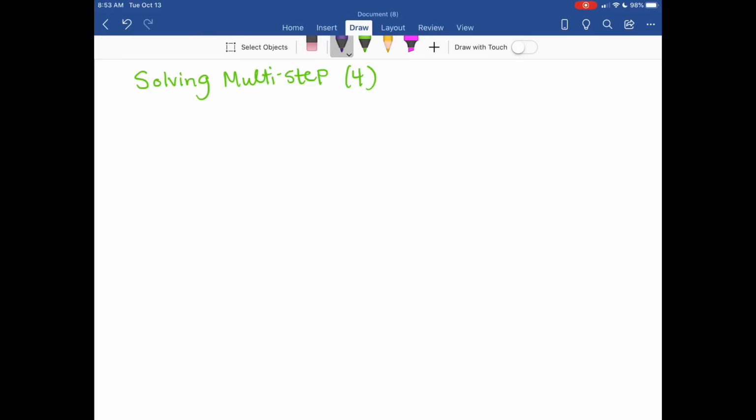Here is round 4 of solving multi-step equations. So what we're going to do is look at two statements, and you're going to tell me what your thoughts are on these. For the first statement, we've got 7 equals 7. The question is, when you see that statement, what do you think? Do you think that is always true, sometimes true, never true?